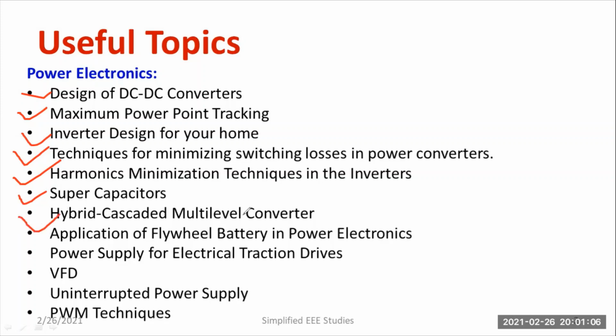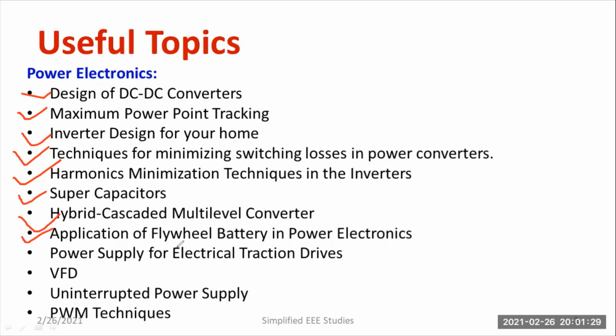Similarly, multi-level inverters are also one of the cutting edge technologies. You can compare the difference between a conventional inverter and a multi-level inverter. Why are you going for a multi-level inverter? Mainly for minimization of harmonics. You can minimize the third and fifth harmonics. That's the main advantage of using a multi-level converter or multi-level inverter.